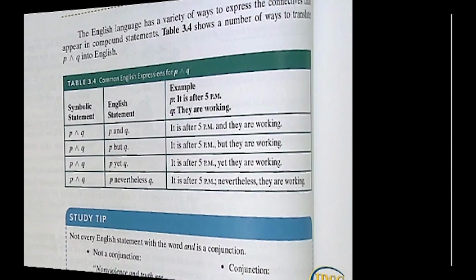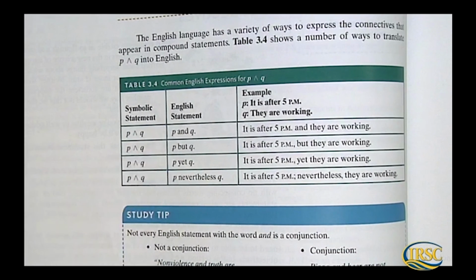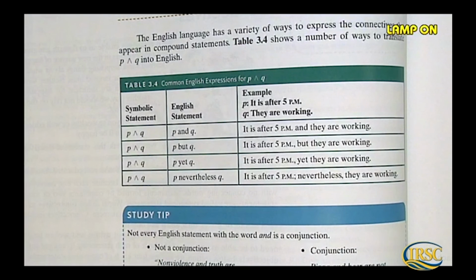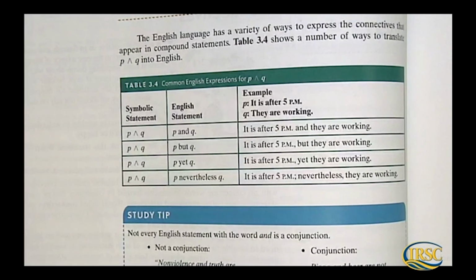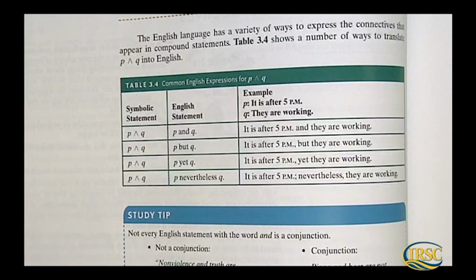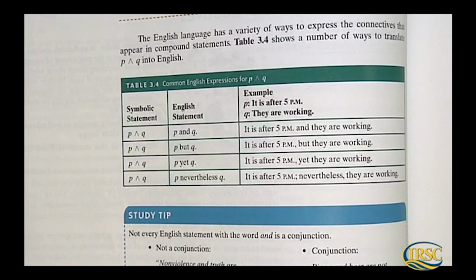So instead of the word and, you could use but. Harvard is a college, but Disney World is not a college. Notice it still means the same thing as the and statement that we did there. Harvard is a college, yet Disney World is not a college. Okay, Harvard is a college, nevertheless Disney World is not a college. So these words are the same thing as the word and.